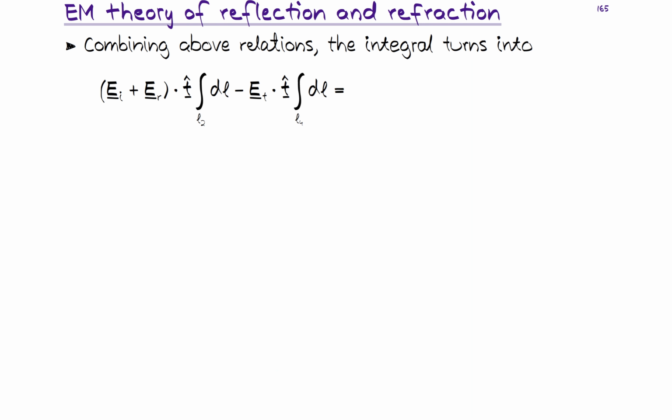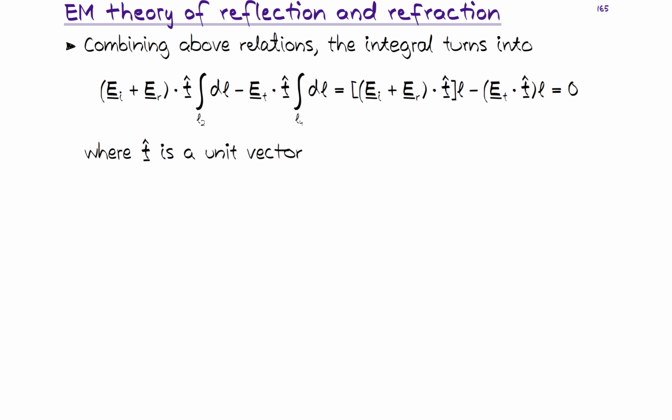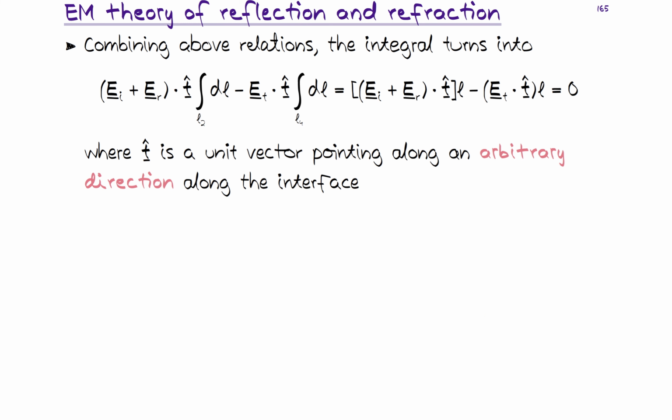So essentially these integrals now give me the length L, and then I'm left with two simple algebraic terms. So I have the field multiplying with t hat times L, and then I have the other term, minus E with the dot product with the t hat times L. And this is again still 0, since this was the condition we started with in the integration. So here t is the unit vector pointing along an arbitrary direction along the interface.